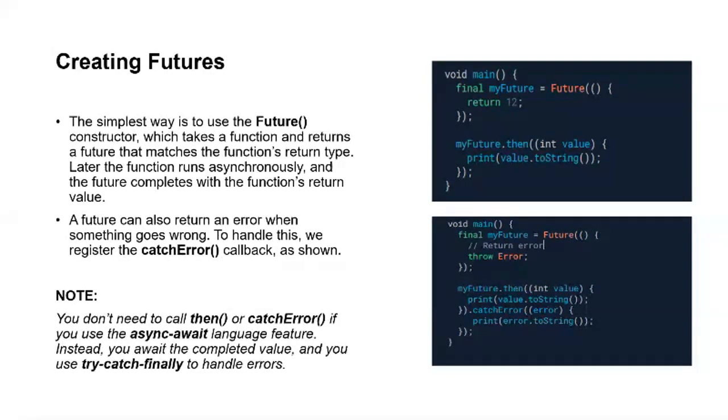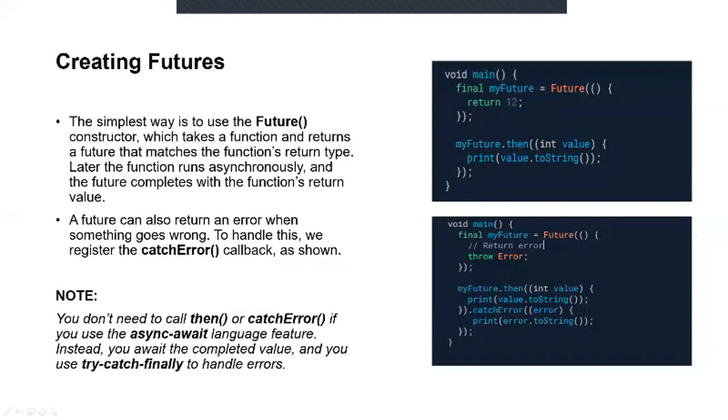And to demonstrate that, let's look at my second code snippet. It's still the same piece of code here, but instead of returning 12, as you can see, I'm throwing an error. So it's just guaranteeing that the future will return with an error. And now here we register the two callbacks. So this is called method chaining.